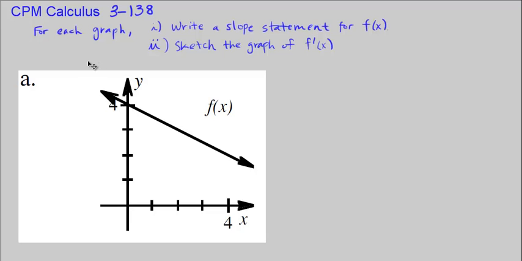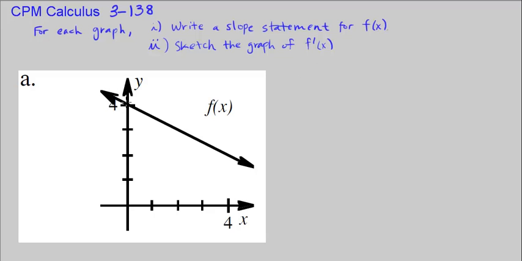This is CPM Calculus, Chapter 3, number 138. For each graph below, do two things. Trace f of x onto your paper, and then write the slope statement for f of x. Sketch the graph of f prime of x using a different color. Okay, so I don't really have to sketch it because I already have it here, right? So I just want to write the slope statement for f of x.